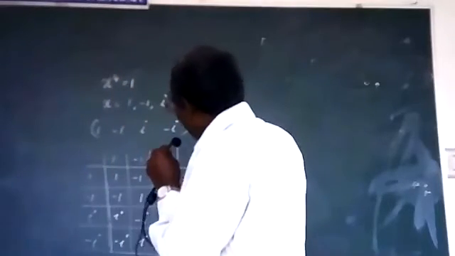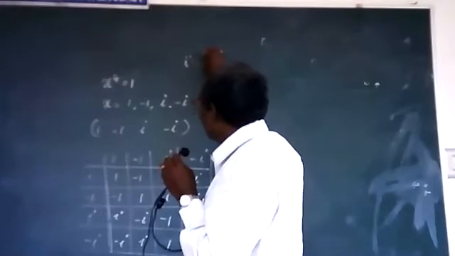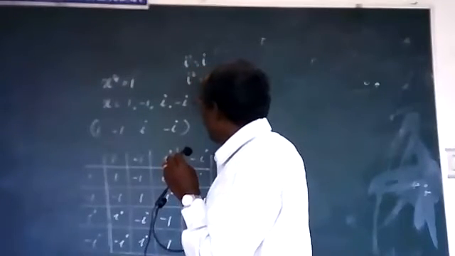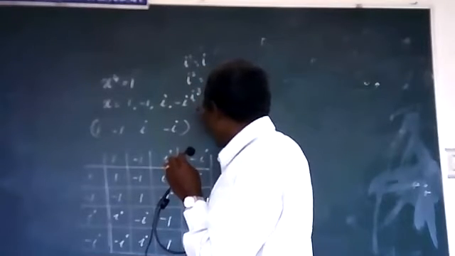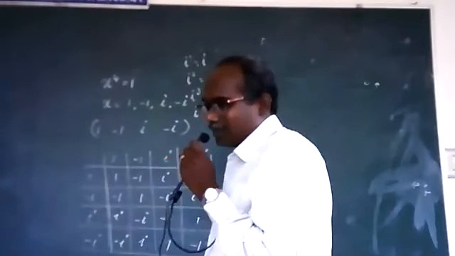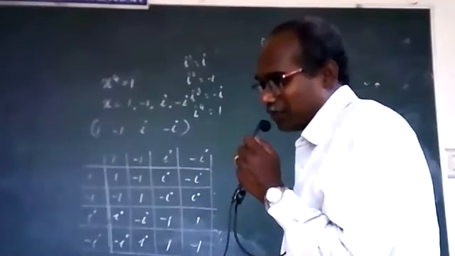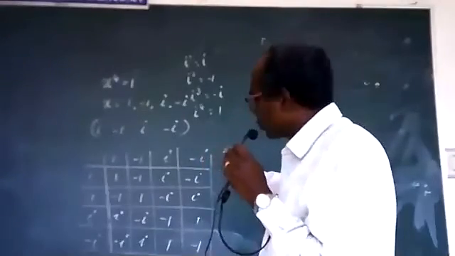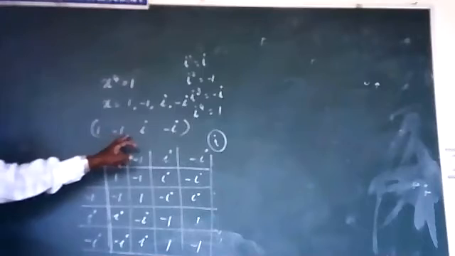And also you can generate all the elements from i. See, i power 1 is i, i power 2 is minus 1, i power 3 is minus i, i power 4 is plus 1. Therefore, all the elements of the group are generated from i simply by changing the power. Therefore, the generator of this group is i, and this is a cyclic group. This is how the group is proved. The set containing 1, minus 1, i, minus i forms a cyclic group.